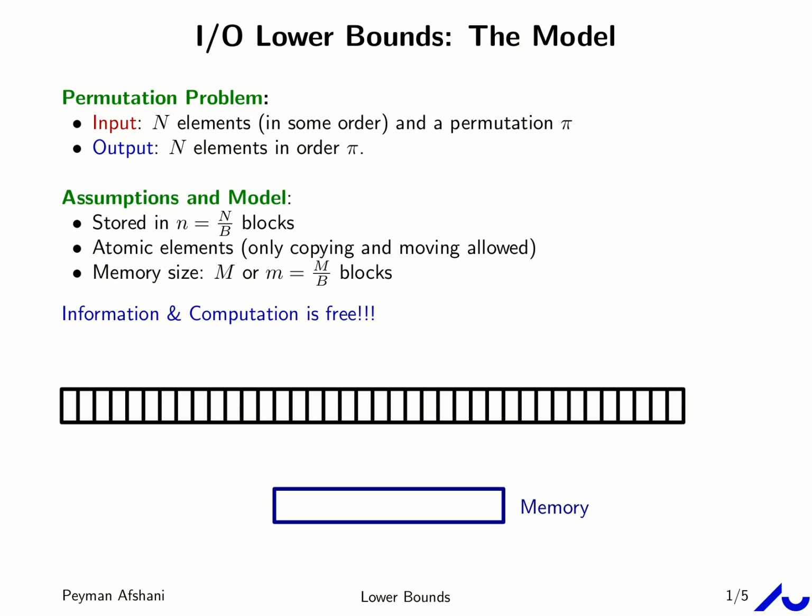For example, the algorithm could start in this configuration where we have an input of many elements. You can assume each one of these cells is one block. What the algorithm could do is read a bunch of these blocks into the memory. It could shuffle the elements in the memory for free, and then it could write them back to the disk using IOs. The only operation that we charge the algorithm for is the reading of the blocks and the writing of the blocks. And thus we can now express the lower bound that we would like to prove. We would like to show a bound on the number of read and write operations that we need to do in order to solve the permutation problem.